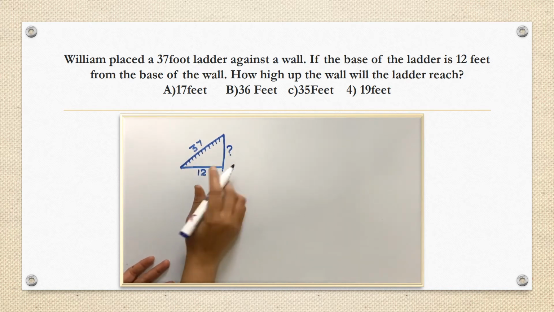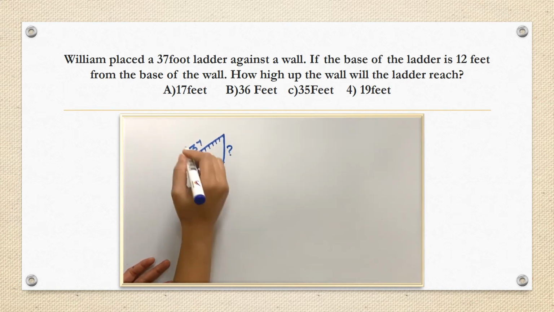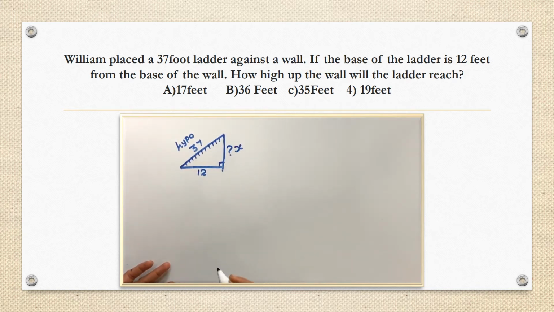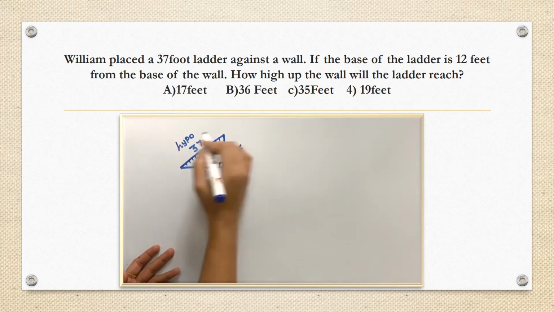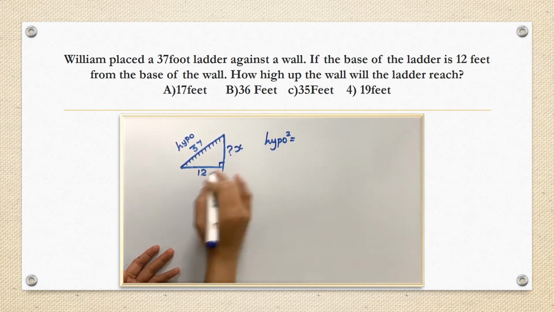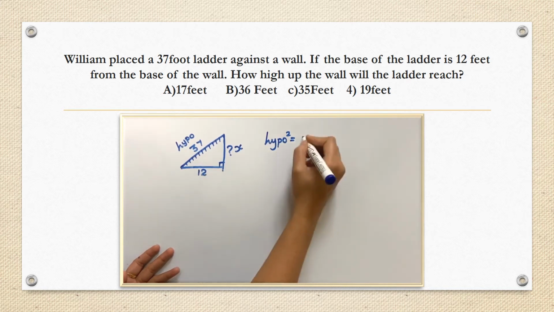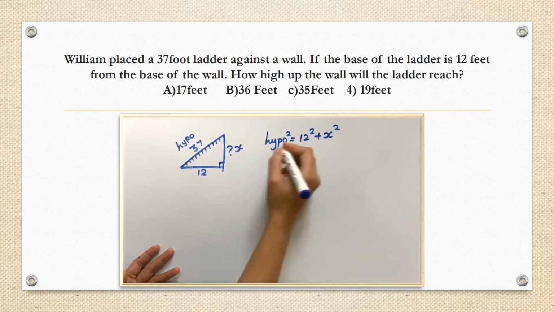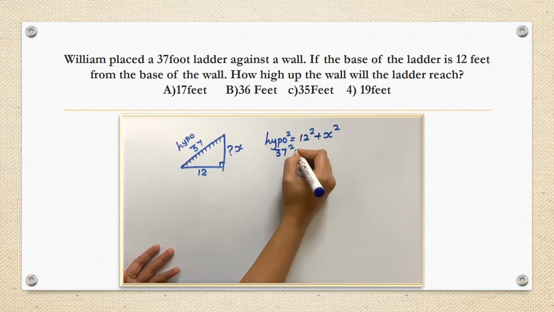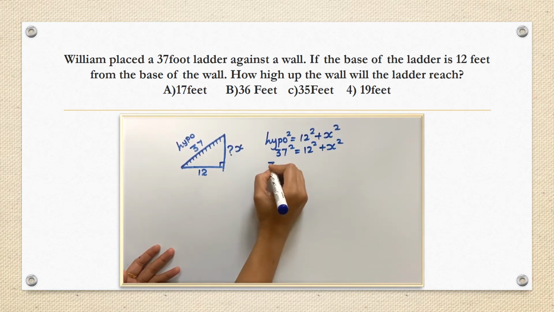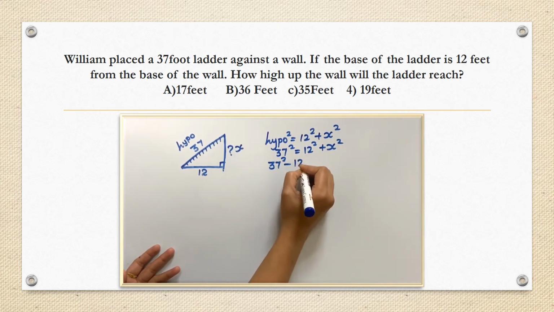Here the length opposite to this 90 degree is the hypotenuse. Hypotenuse is 37 and the legs are 12 and x. Use the Pythagoras property: the hypotenuse square is equal to the sum of the squares of its legs. So the legs are 12 and x, hypotenuse 37 square. To find x square, let's move 12 square to the left side, so it becomes minus 12 square.